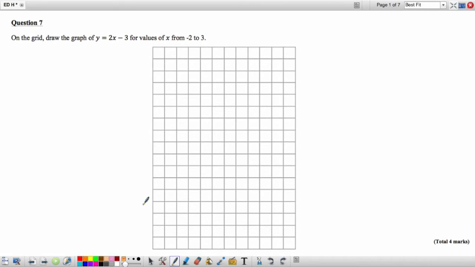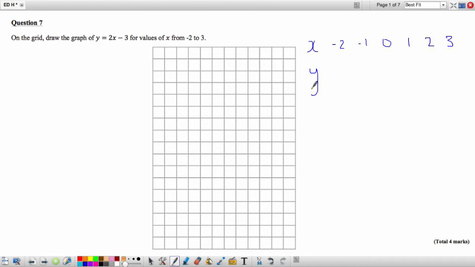Question 7. On the grid, draw the graph of y equals 2x subtract 3 for the values of x from -2 to +3. So our first step is to generate our coordinates. So you can make a small table to the side. Our values for x go from -2 up to +3. So we go each of the integer values in between. -1, 0, 1, 2, 3.